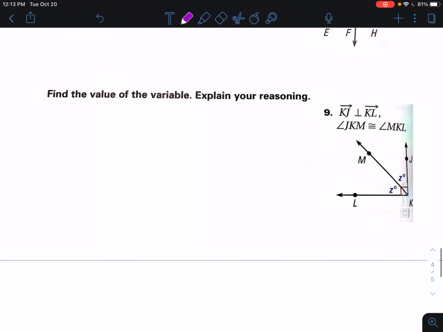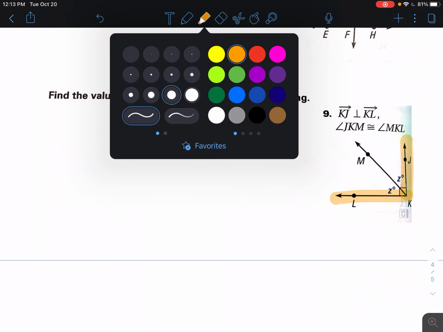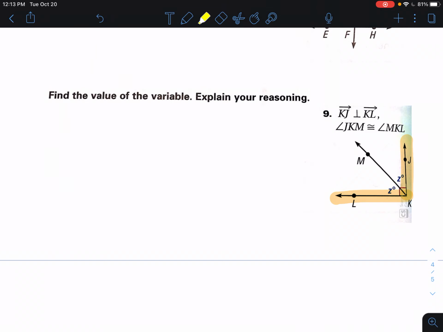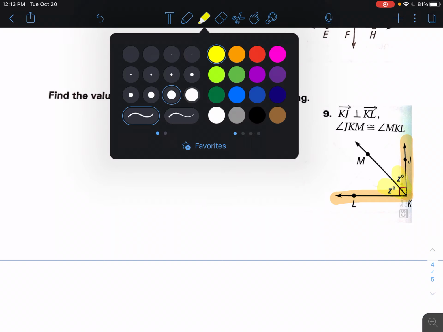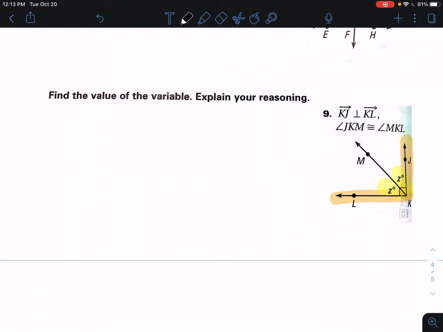All right, and finally, we've got that KJ is perpendicular to KL. So we've been told that KJ is perpendicular to KL, and that the measure of JKM, this angle, is equal to the measure of angle MKL. All right, what does this mean? How can we set this up? What do we know about these two angles?